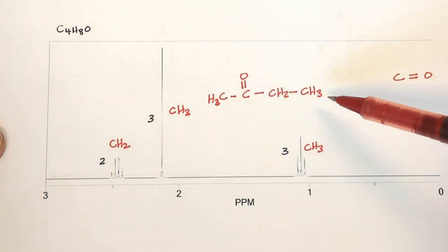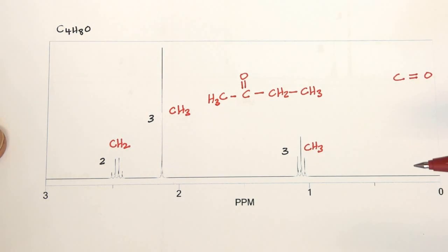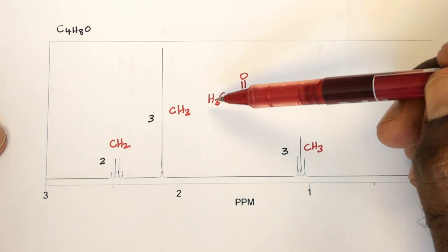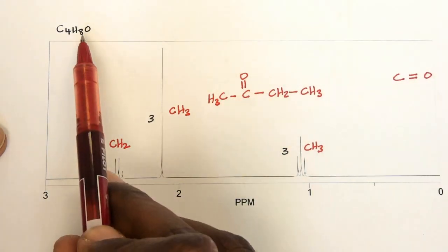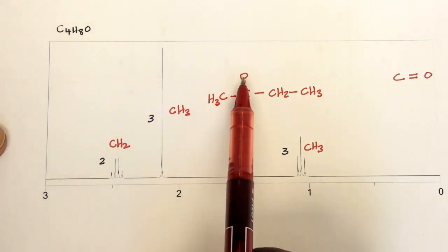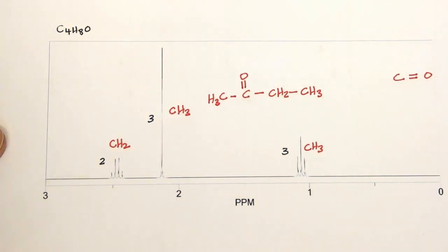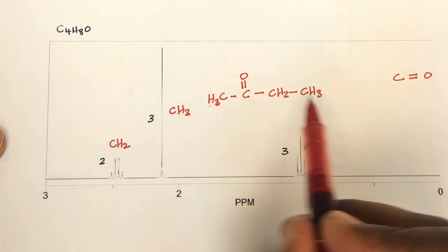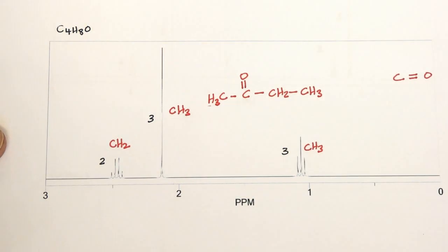Let's see if this structure now agrees with this molecular formula. I have 3, 4, 5, 6, 7, 8 hydrogens, 1, 2, 3, 4 carbons, and an oxygen atom. So the molecular formula here is C4H8O. So that shows you how to solve a simple molecule like this from an NMR spectrum.